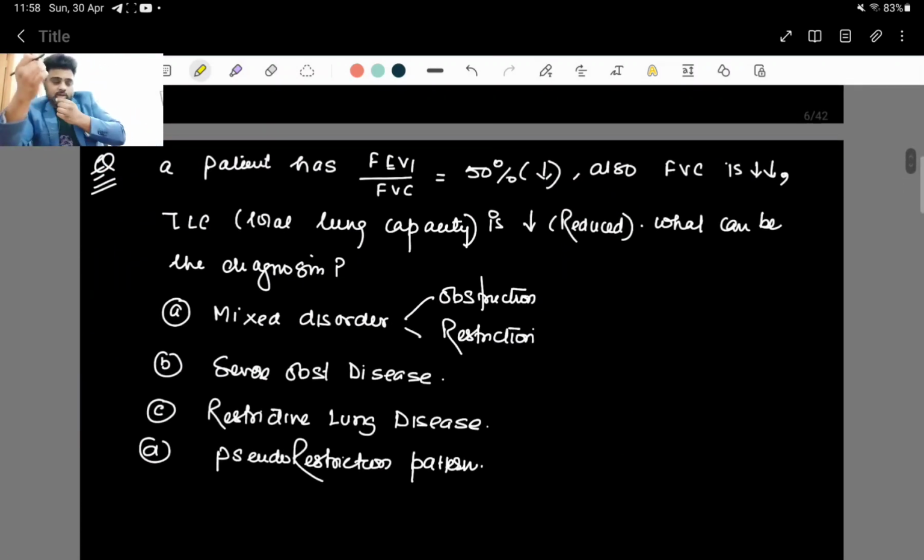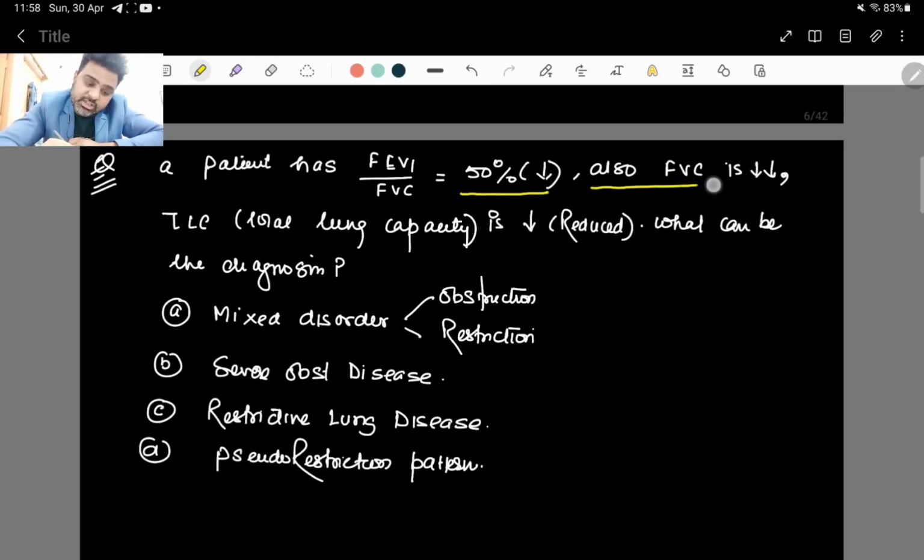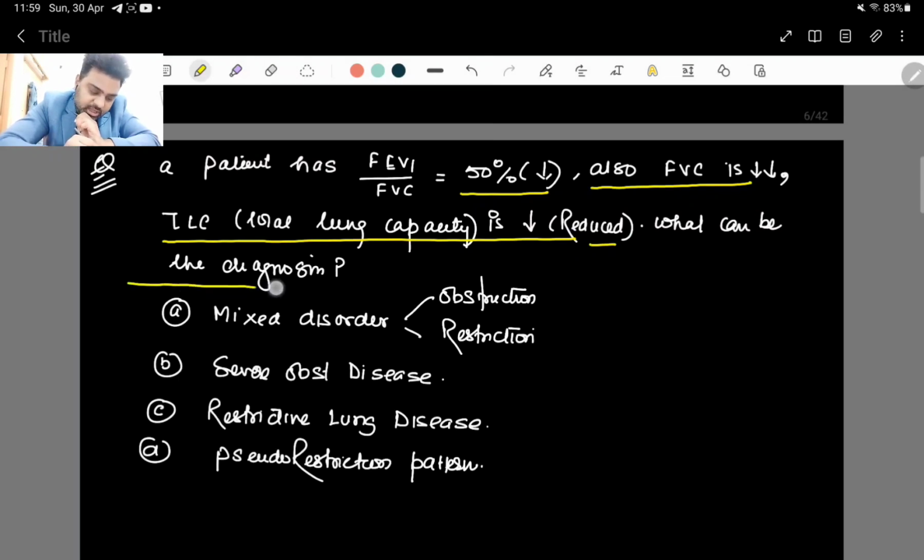Now we have a question. A patient has a FEV1 by FVC of 50%. That is, the patient has a reduced FEV1 by FVC. That means this patient has obstruction. Also, FVC is reduced. So we understand there can be two causes. One, it can be an obstructive lung disease, or it can be a mixed disease, that is obstructive plus restrictive lung disease. Now he has also mentioned total lung capacity is reduced. So what can be the diagnosis?